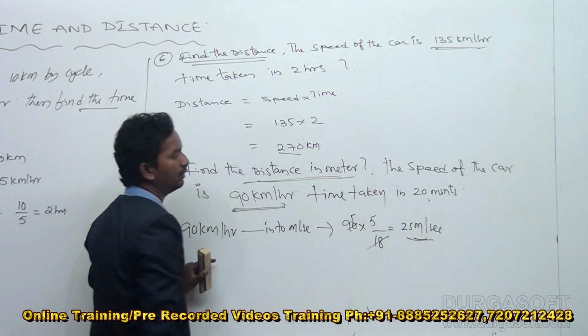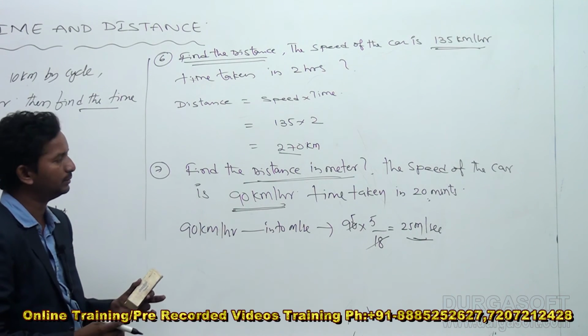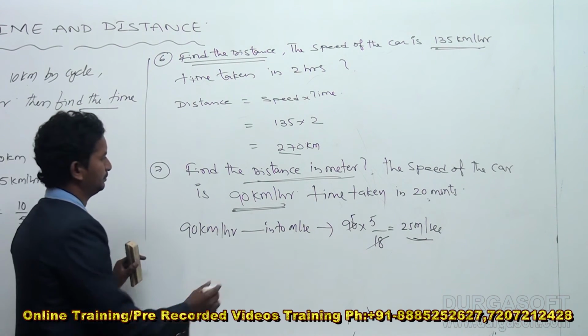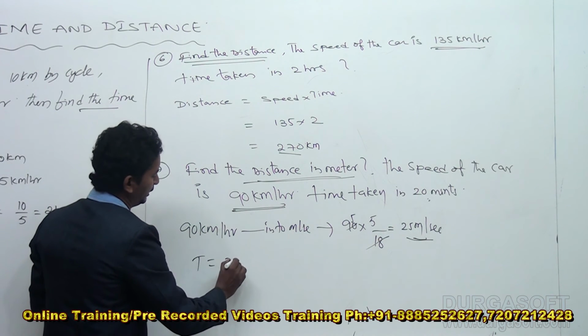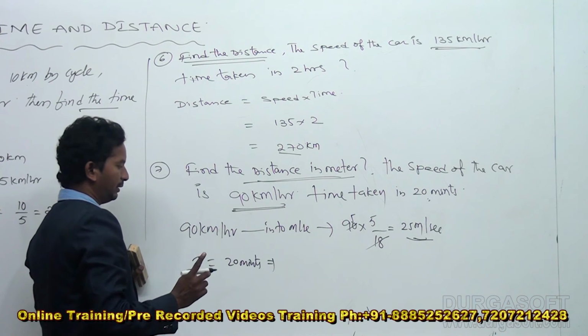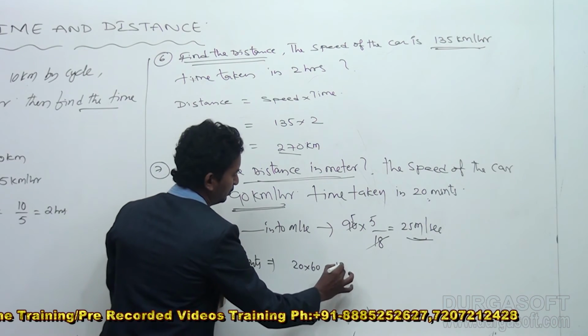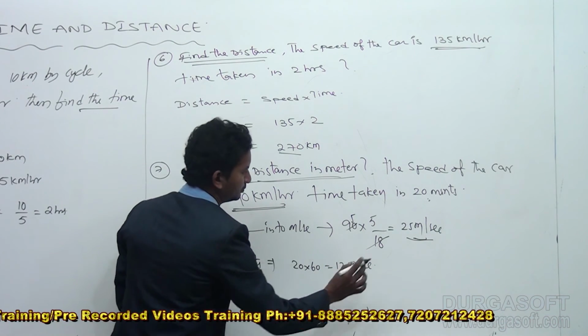Again, the given time is 20 minutes, which you convert into seconds. So t is equal to 20 minutes. 1 minute is equal to 60 seconds, so 20 into 60 is equal to 1200 seconds.